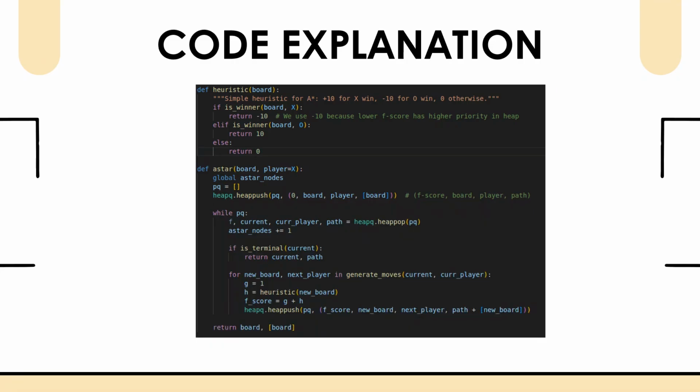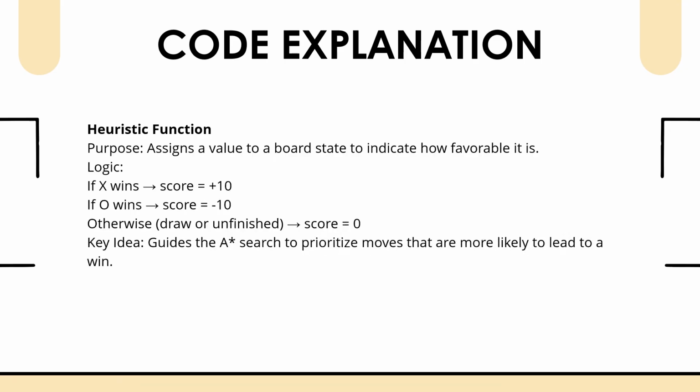This is the code for the A-star algorithm. There's a heuristic defined above and the A-star algorithm is defined below. Going to the explanation, the heuristic function's purpose is to assign a value to a board state to indicate how favorable it is. Which means there's a weightage, a value to each state depending upon the closeness of that state to the goal state. It depicts the chance of finding the goal state earlier with an optimal solution. The logic is, if X wins, score is plus 10, if O wins, score is minus 10. Otherwise, which means a draw or unfinished state without getting to the goal state, score will be 0.